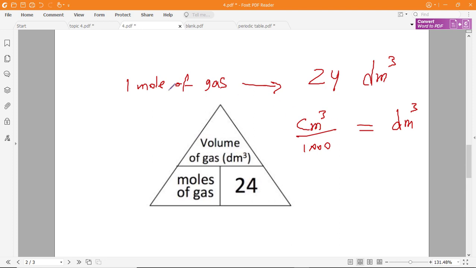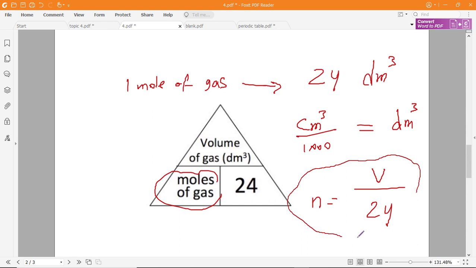Okay, so in case you need to calculate number of moles of any gas, we can use this relation directly. So n for the gas, number of moles, equals the volume divided by the volume of 1 mole, which is 24. So we can use this relation all the time to calculate the number of moles of any gas. So we can use it directly here, guys.